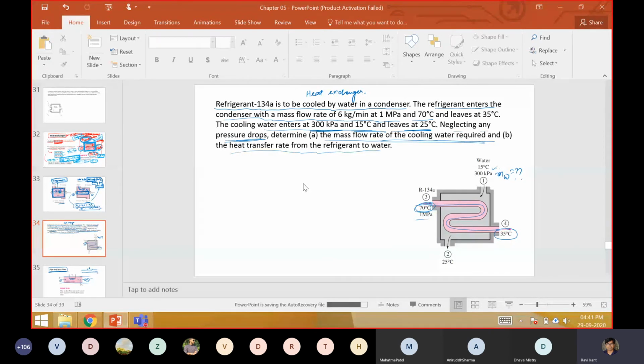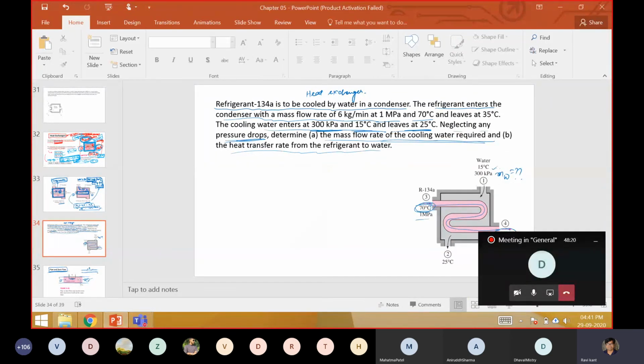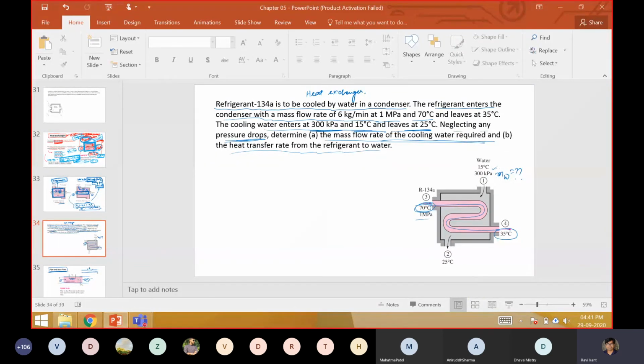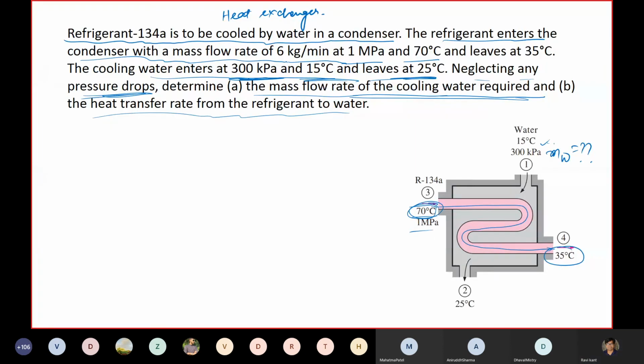Okay, so can somebody comment on how to proceed with this? Sir, the mass flow rate of the refrigerant is given. So by the formula m1h1 plus m2h2 equals m3h3 plus m4h4, we can get the mass flow rate of water, and h1 we can get from the table. Very nice. Very nice.